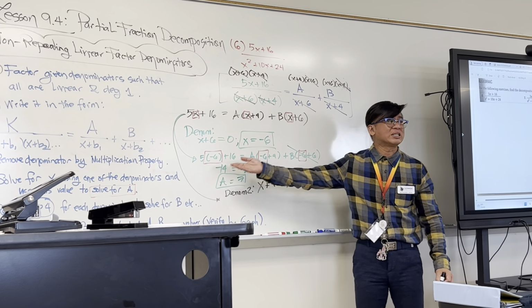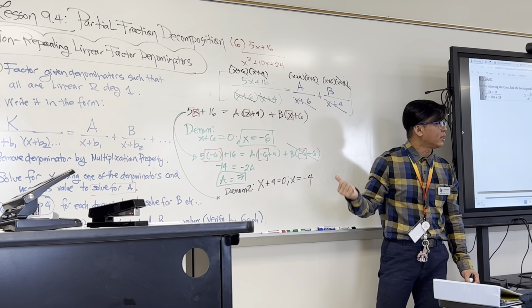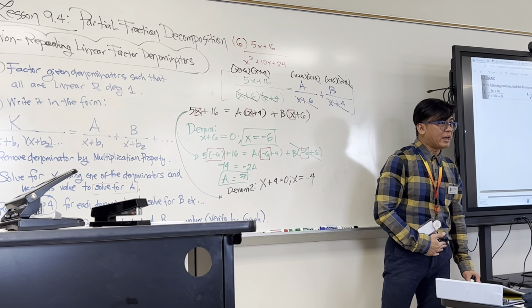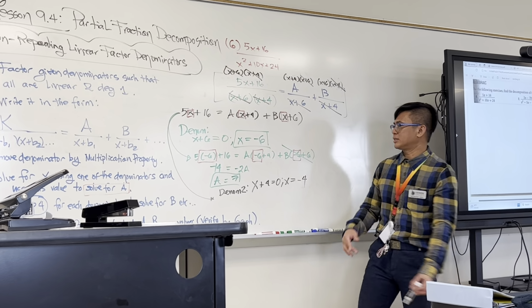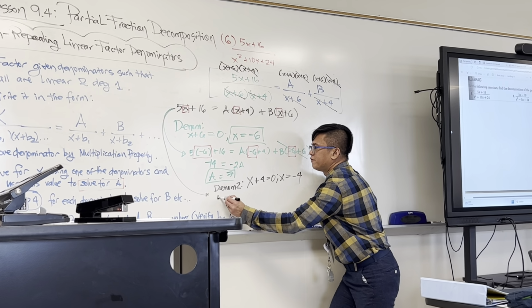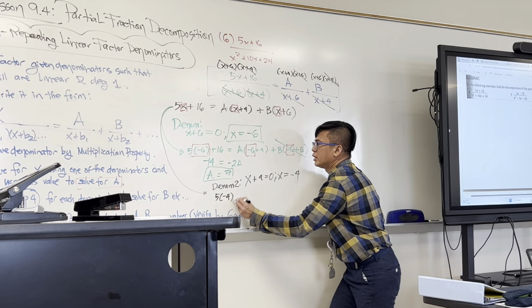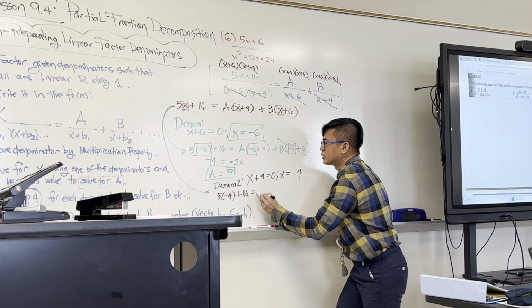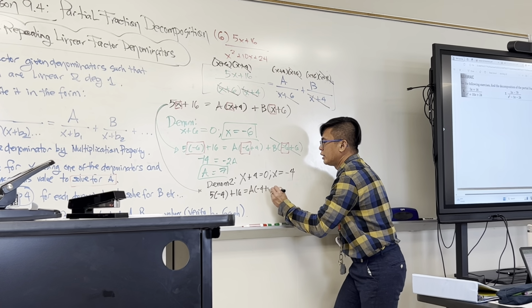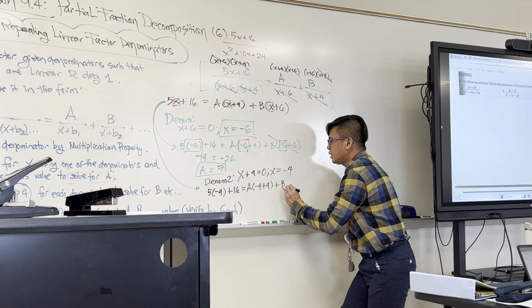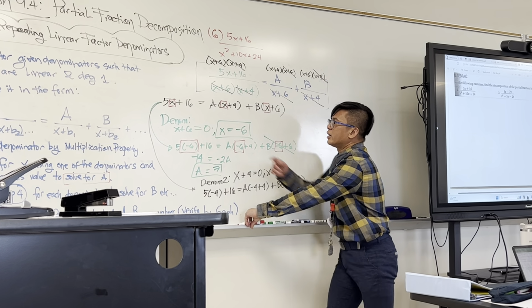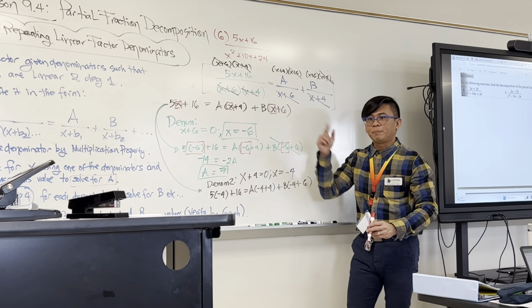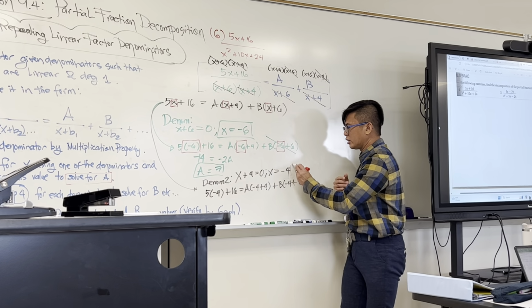And again, we're going to do the same thing all over again. This time, replace x with negative 4 instead. Going back, what's this? 5 times negative 4 plus 16 is equal to a times negative 4 plus 4 plus b times negative 4 plus 6. Once again, the x's a while ago, replace those with negative 4 in here instead.